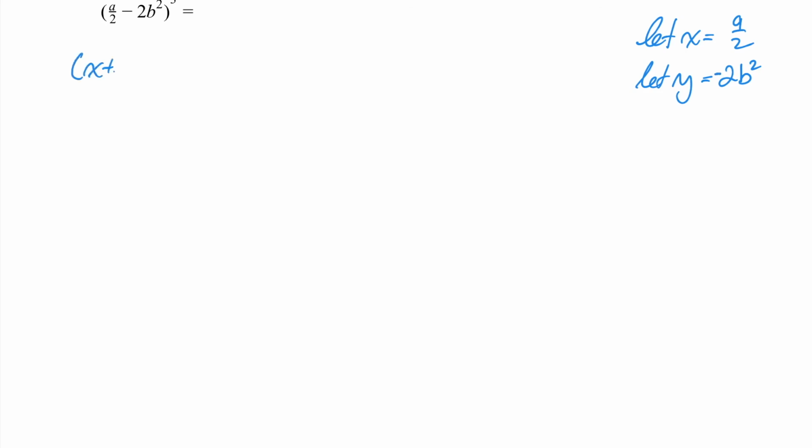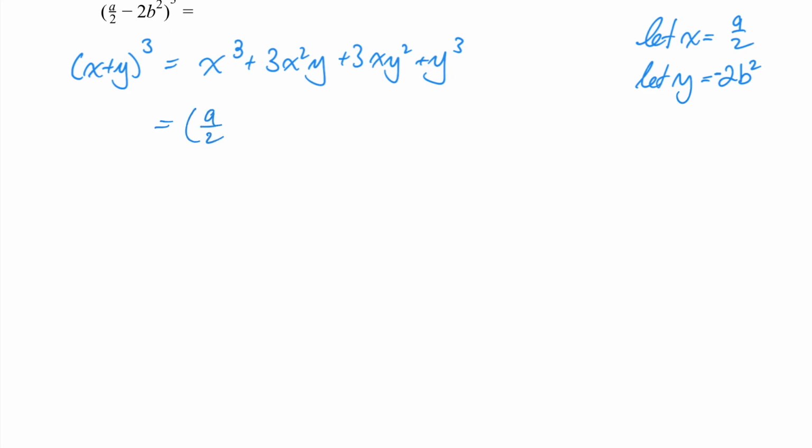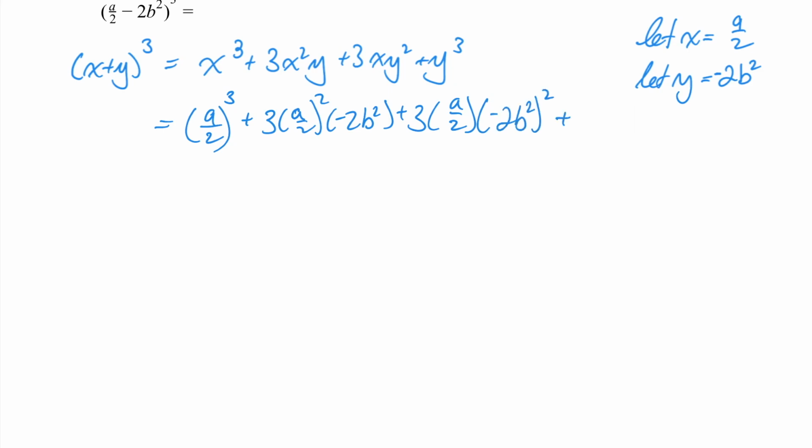So now this becomes x plus y to the power of 3. So I'm going to quickly expand this. This is going to be x cubed plus 3x squared times y plus 3xy squared plus y cubed. Then we go replace x with our values here, remembering to put them in brackets so that we remember to take the power to the proper value. So it's going to be a over 2 to the power of 3, plus 3 times a over 2 squared times y, which is negative 2b squared, plus 3, x is a over 2, and y is negative 2b squared, and this time we're squaring that. And finally, we're going to get negative 2b squared all to the power of 3.